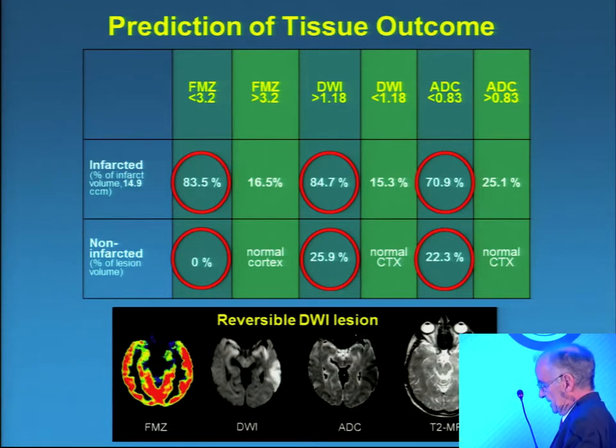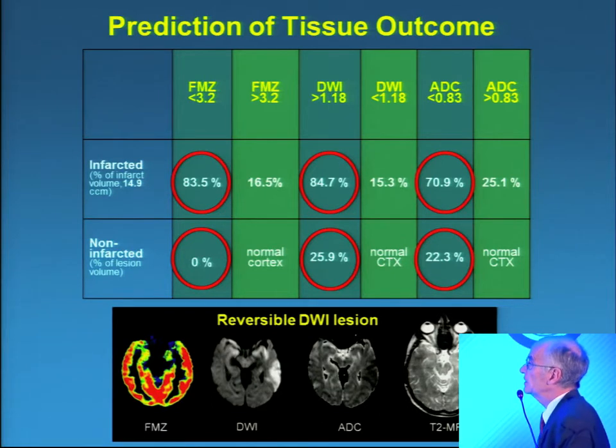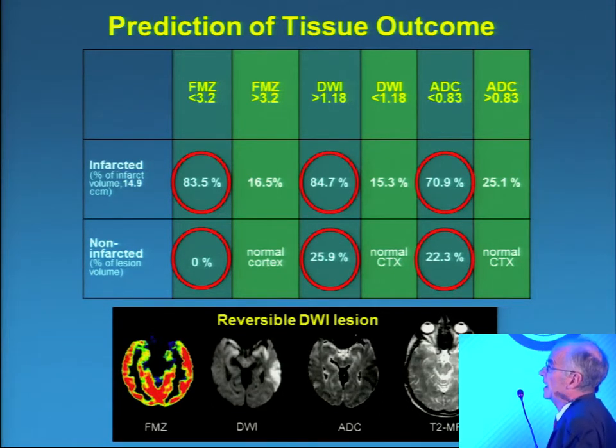What you see here is that both indicated about 84 to 83% of the infarcted tissue. But the non-infarcted tissue, as you see here, was never predicted by the PET imaging, but in 25%, the diffusion-weighted imaging lesion was reversible. That means that this tissue was not infarcted.